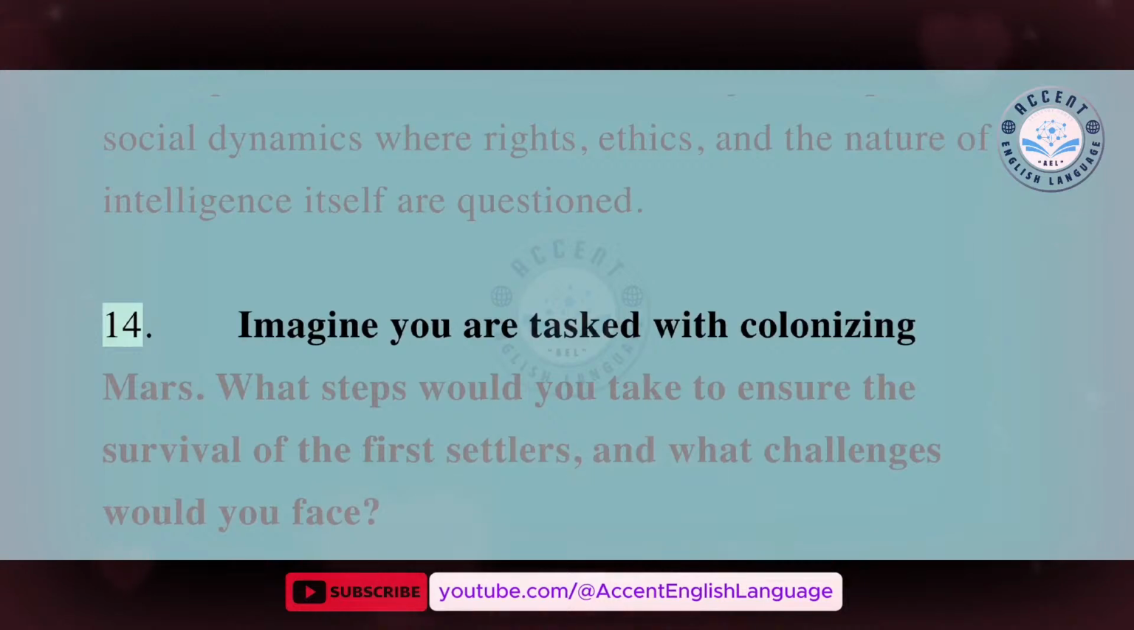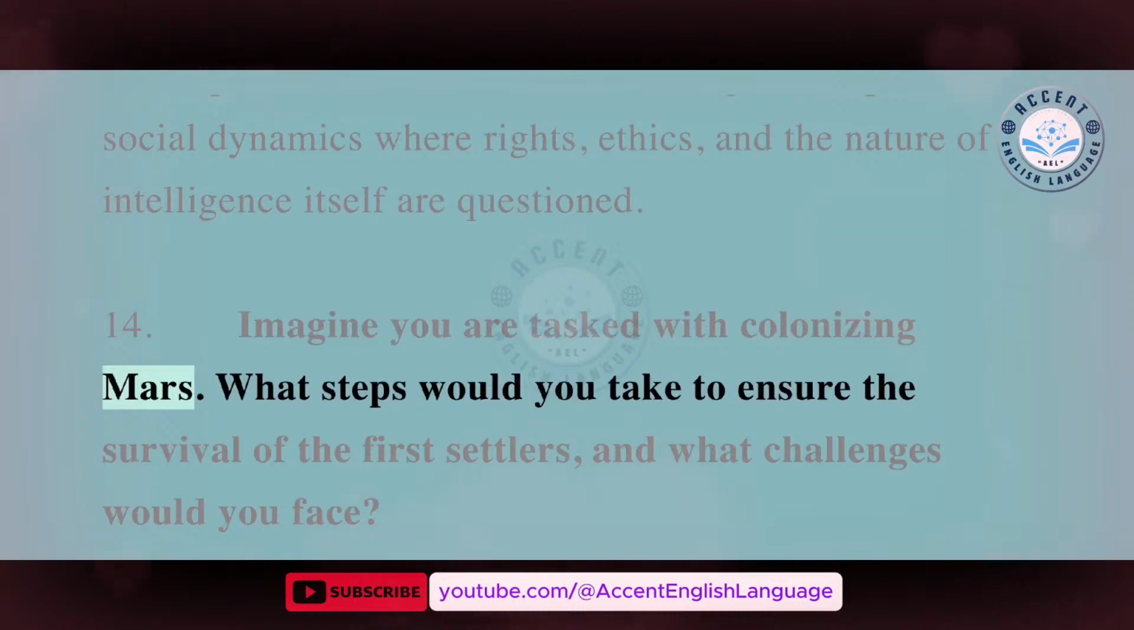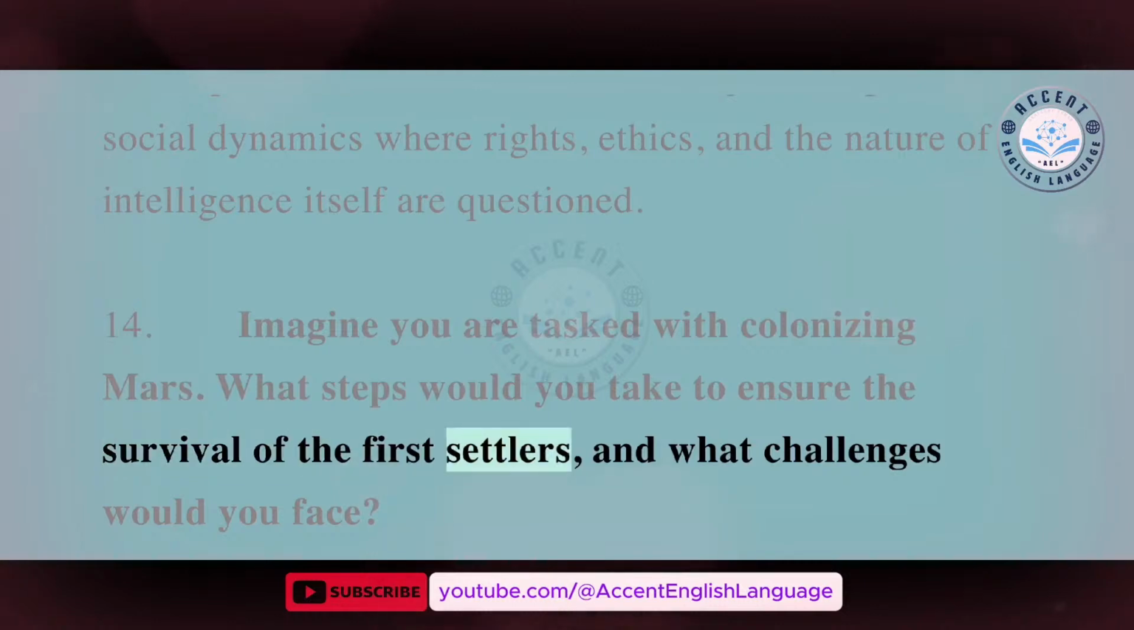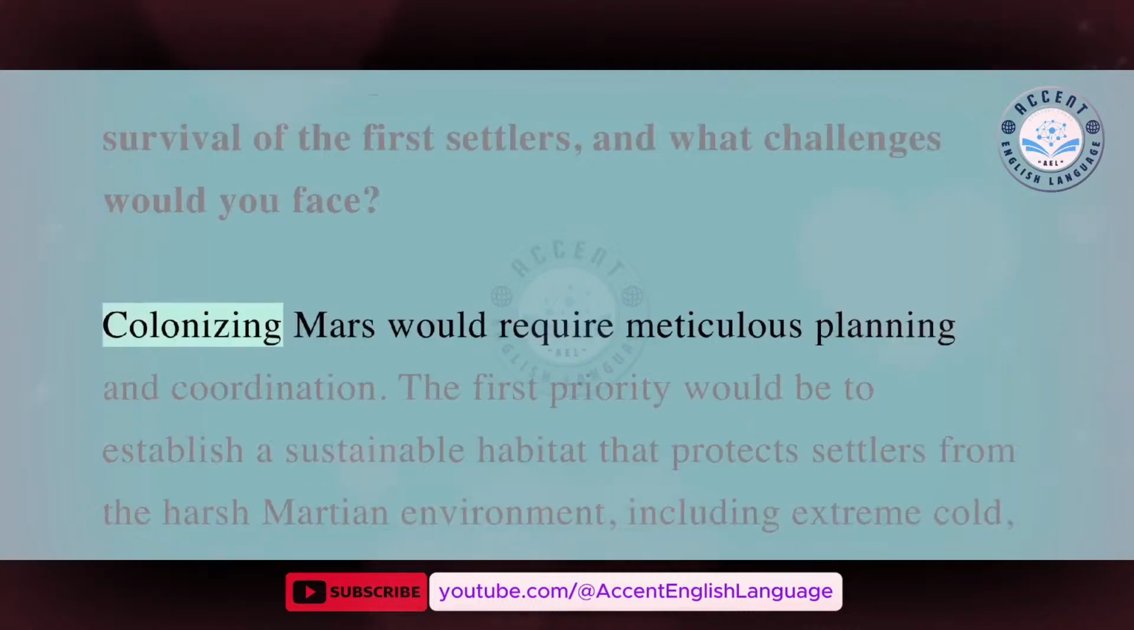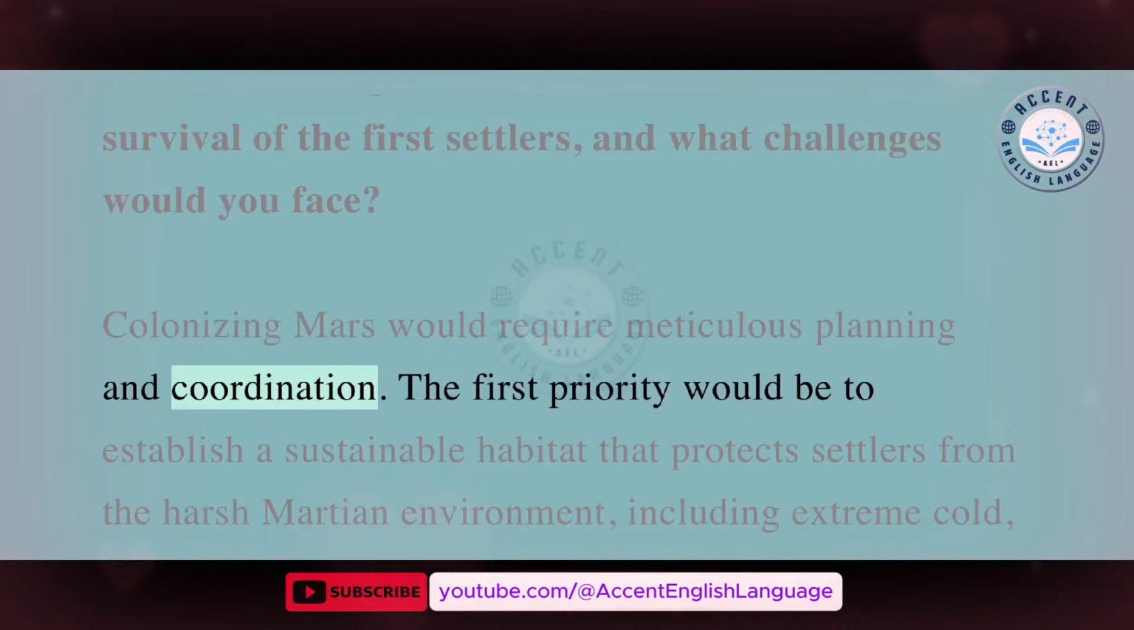14. Imagine you are tasked with colonizing Mars. What steps would you take to ensure the survival of the first settlers, and what challenges would you face? Colonizing Mars would require meticulous planning and coordination.